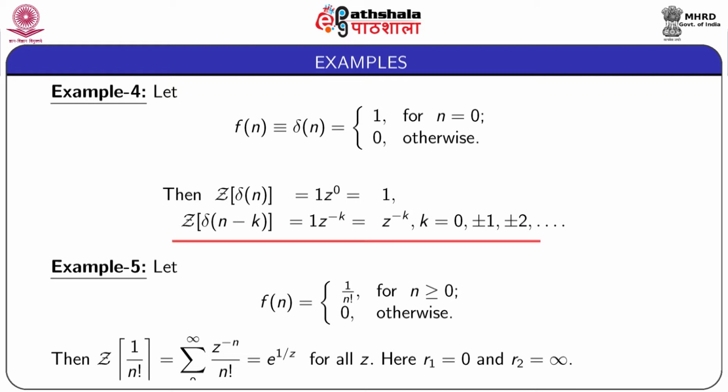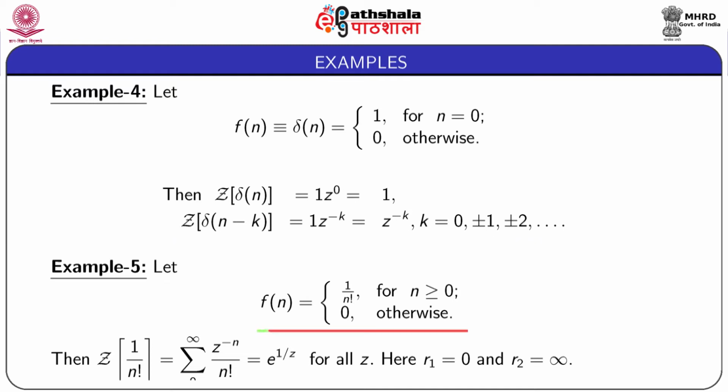Also, Z transform of delta n minus k, according to the definition, is equal to 1 into z to the power minus k, that is equal to z to the power minus k for some fixed k, where k may be 0, plus minus 1, plus minus 2, etc. Next we come to example 5.